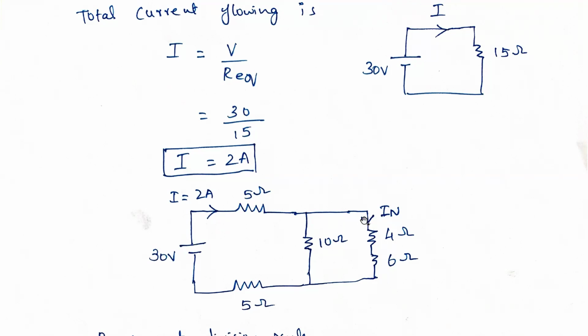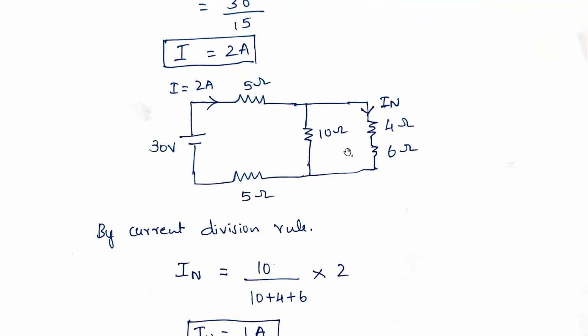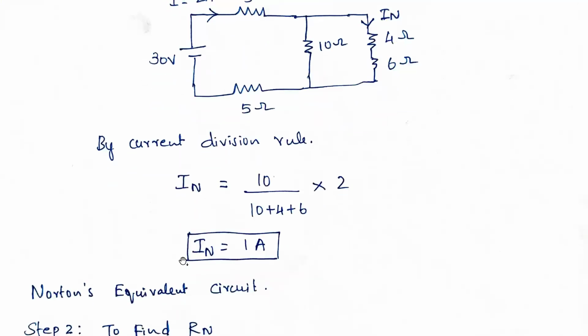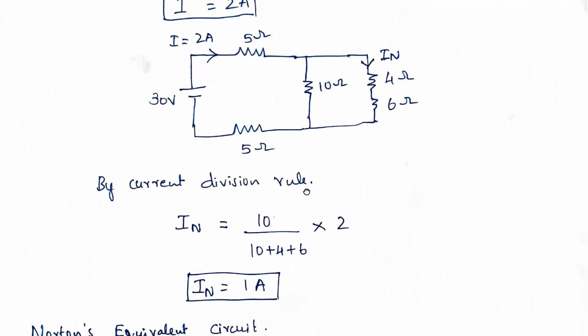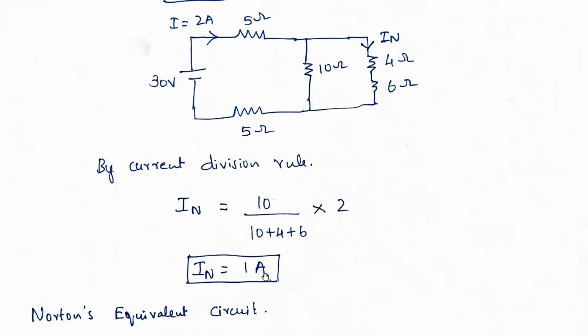Now we need to find out what is the IN over here. So simply by using the current division rule, we can easily find out. Current division rule: opposite resistance divided by total resistance. Opposite resistance is 10 ohms, divided by total resistance, which is 10 plus 4 plus 6, into the current flowing in this particular loop. The current flowing in this loop is 2 amperes. So now we easily found out the IN over here. Or otherwise you can go with the mesh analysis and also find out the IN. That is your wish. We want only the current flowing in this particular loop. So IN is 1 ampere.